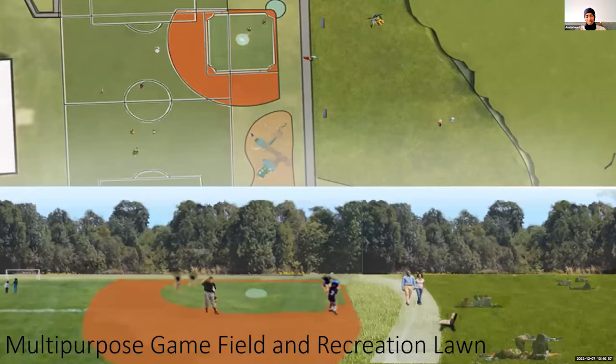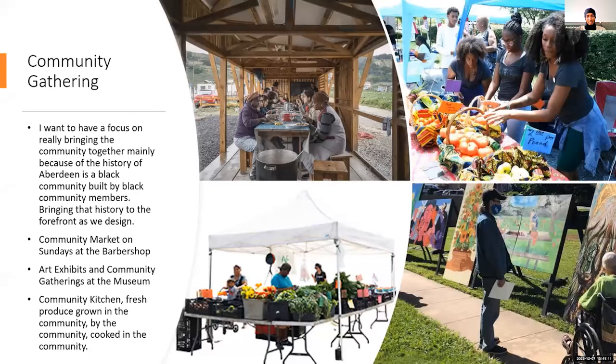This is kind of how I envisioned it. So we have my clipping of the master plan with a little bit of site design perspective below it. And from there, we had the community gathering. I wanted to focus on really bringing the community together, mainly because of the history of Aberdeen as a Black community being built by Black community members, and bring that history to the forefront as we design. The community market on Sundays at the barbershop, or whatever day you guys feel suits you best. And then art exhibits and community gatherings at the museum. And then the community kitchen, again, fresh produce grown by the community and cooked in the community.